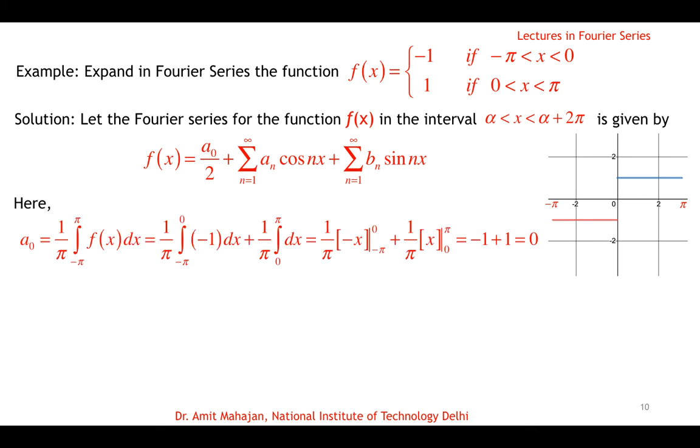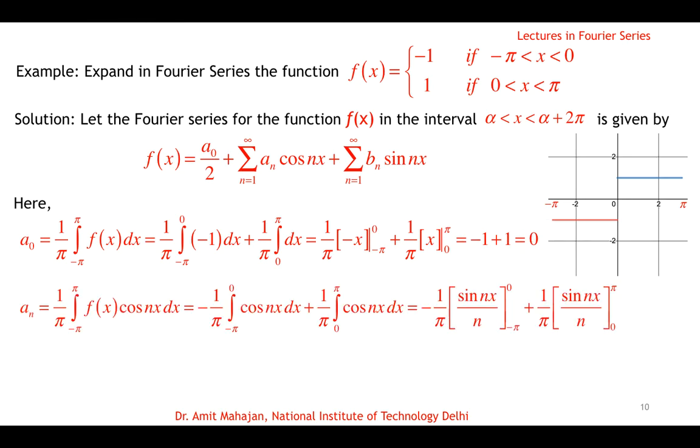a naught is 1 by pi integral minus pi to pi of f(x) dx, but now the function f(x) is a piecewise function, so we can divide this integral into two parts, minus pi to 0 and 0 to pi. In minus pi to 0 the function value is -1, and in 0 to pi the function value is 1. So this integral is the sum of two integrals, and in each piece the function value is known. Then we can integrate this and substitute the upper and lower limits. So the a naught value in this case is 0.